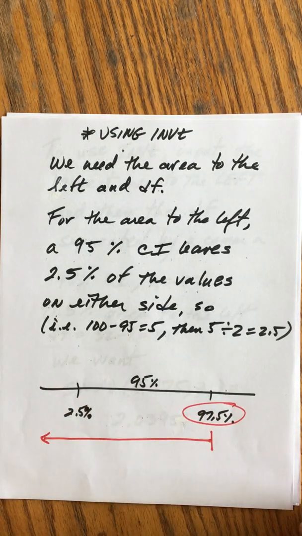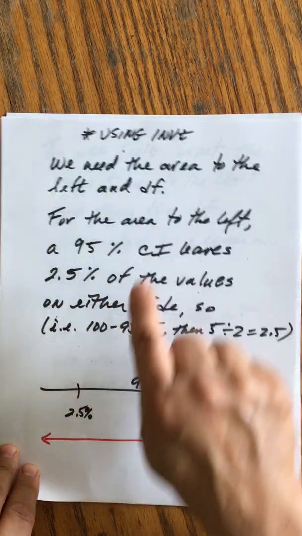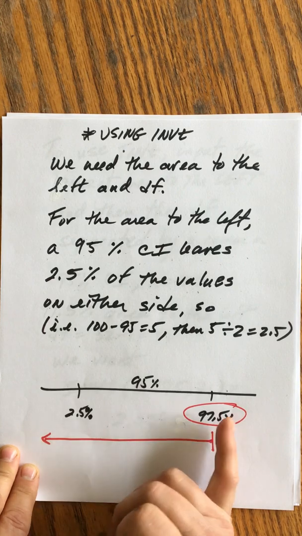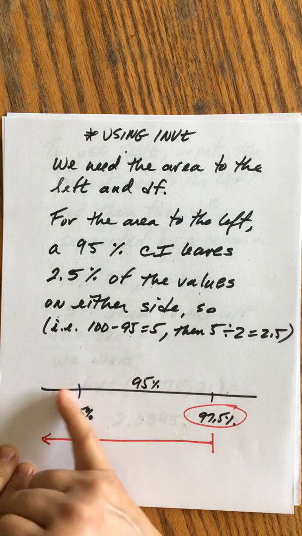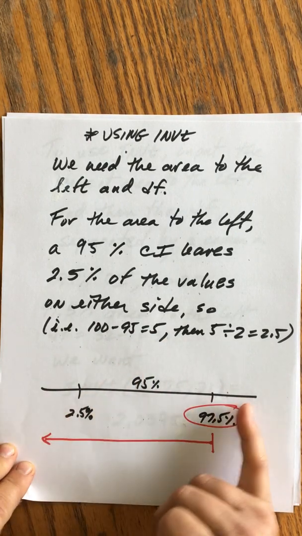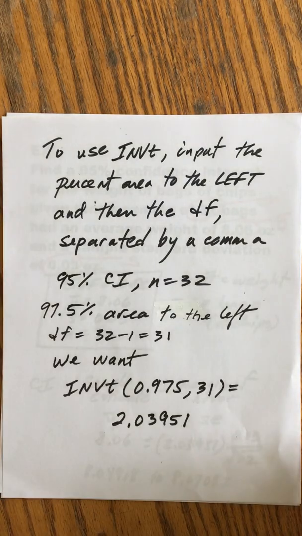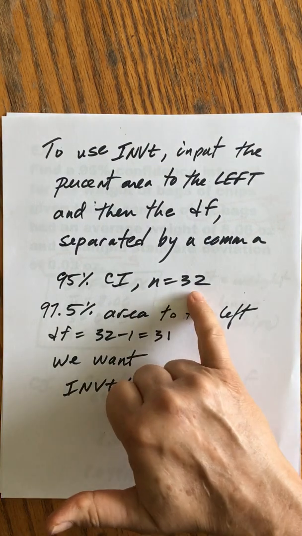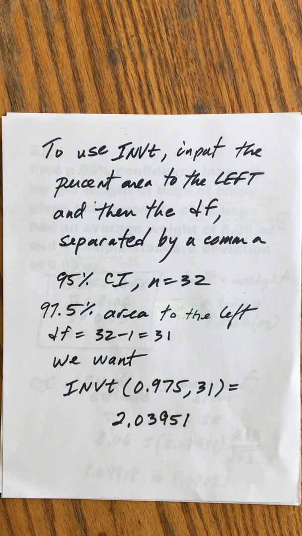So you're going to use 0.975. I'm going to use decimal form. But just remember that when you're using invT, you have to find not just whatever the confidence level is, but the total area to your left. So you find your leftover area: 100 minus 95 is 5%. That gets split equally, 2.5% here, 2.5% there. So you add your 2.5% plus the 95%, which gives you 97.5%. Therefore, when you use invT, you input the area to the left, a comma, and the degrees of freedom. We have 32 as the sample size, so degrees of freedom is 31. When you put that in, you should get 2.03951.